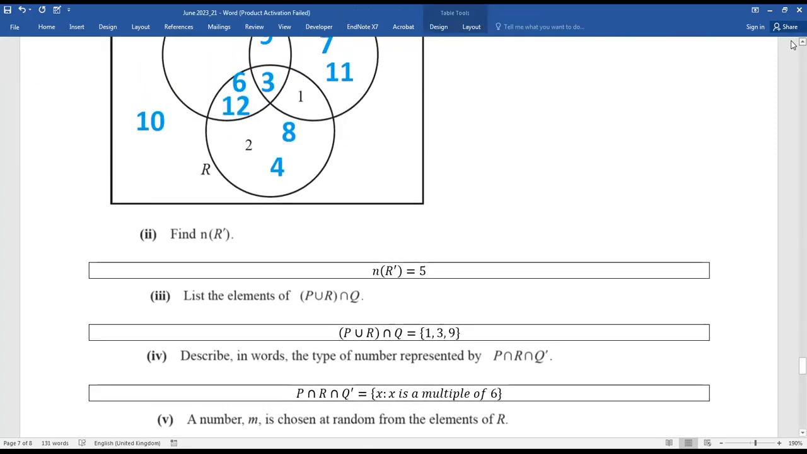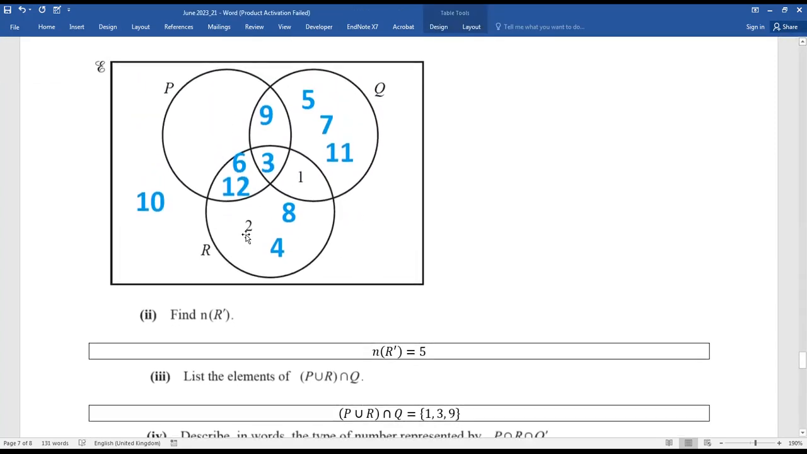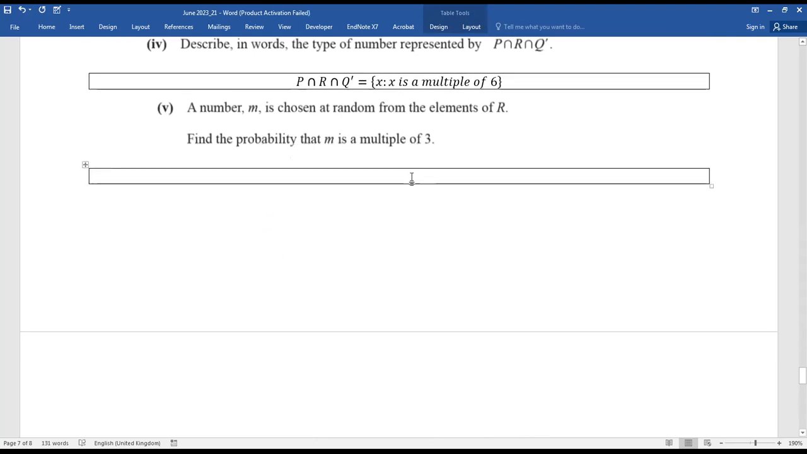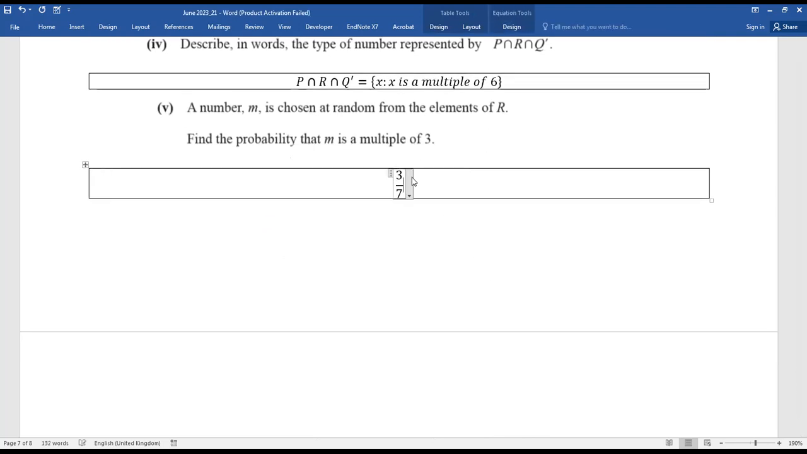How many numbers are there in R? 1, 2, 3, 4, 5, 6, 7. Now, how many are multiples of 3? 3, 6, and 12. So 3 out of 7 favorable outcomes divided by total number of outcomes, which is 3 out of 7. Moving on to part B.